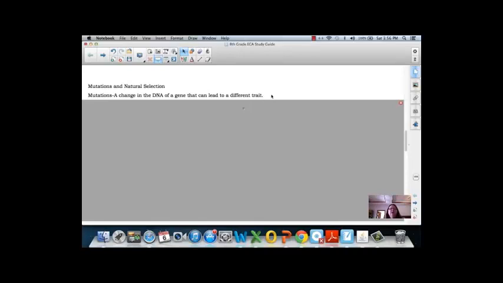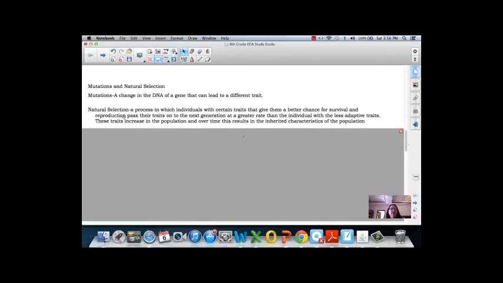If they are good and they tend to make an organism be able to perform and live better, and that organism can then reproduce and create new offspring, passing on that good mutation, then we can be involved in something called natural selection. Natural selection is a process in which individuals with certain traits, based often on a mutation, that give them a better chance for survival and reproduction, pass their traits on to the next generation at a greater rate than individuals with less adaptive traits. So the other individuals have traits that haven't adapted, don't make them survive, don't make them produce as many offspring. These traits then increase in the population, and over time this results in the inherited characteristics of the population.